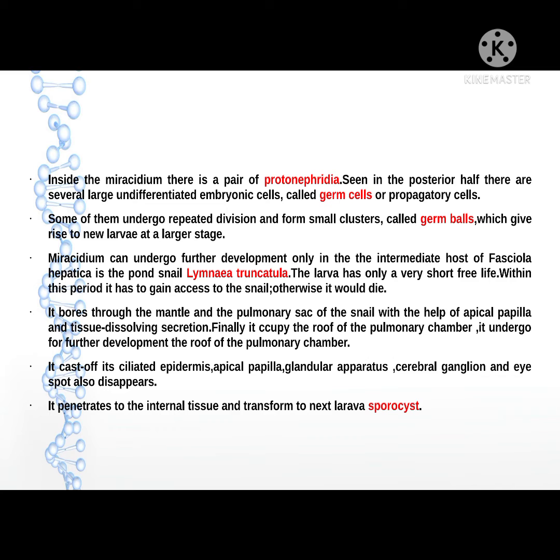Finally, it occupies the roof of the pulmonary chamber. It undergoes further development in the roof of the pulmonary chamber. It casts off its ciliated epidermis, and the apical papilla, glandular apparatus, cerebral ganglion, and eye spots also disappear. It penetrates to the internal tissue and transforms to the next larva, the sporocyst.